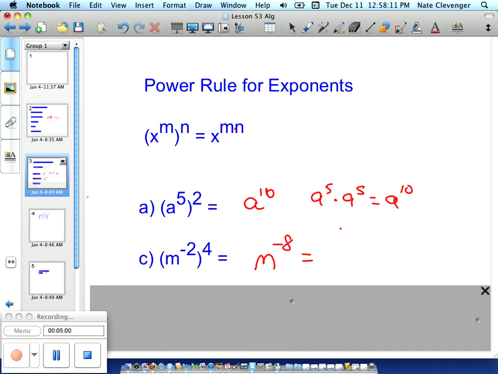Okay, so the question is, couldn't you write that as 1 over m to the 8th? Yes. That's how you'd get rid of the negative exponent on that. Either way would be accepted.